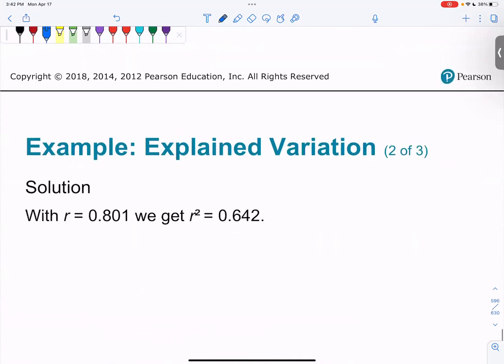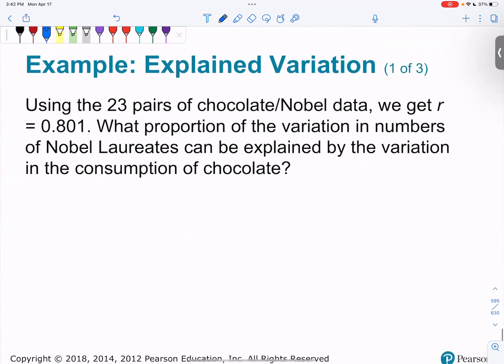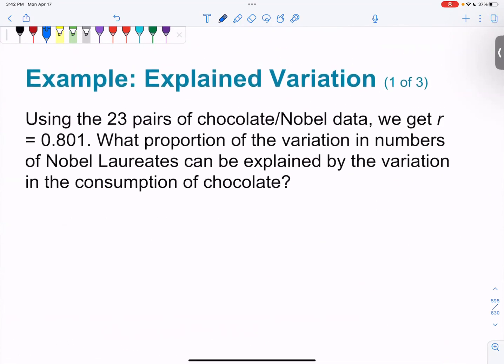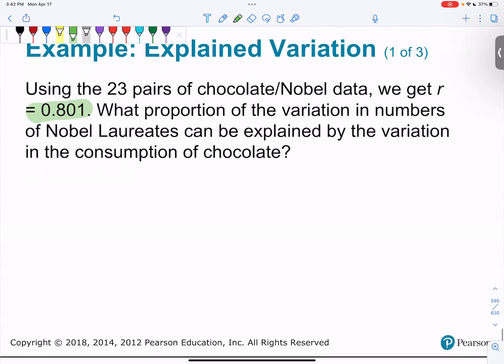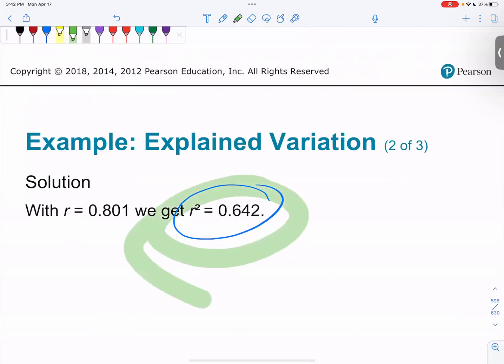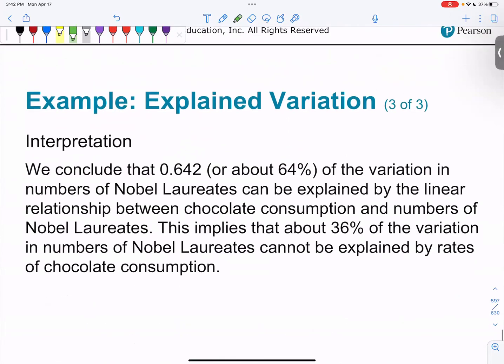So now for this one here, we can say we have 23 chocolate Nobel data. We are getting R equal to 0.8. What proportion of variation in numbers of Nobel prizes can be explained by variation in the consumption of chocolate, which is about, we can say about 64%. Okay, so it's about 60% of the variation in numbers of Nobel prizes.